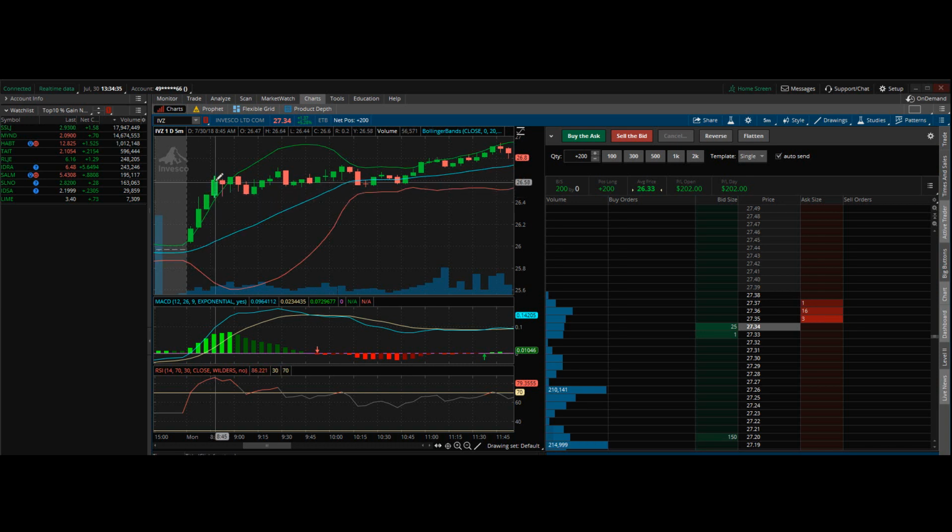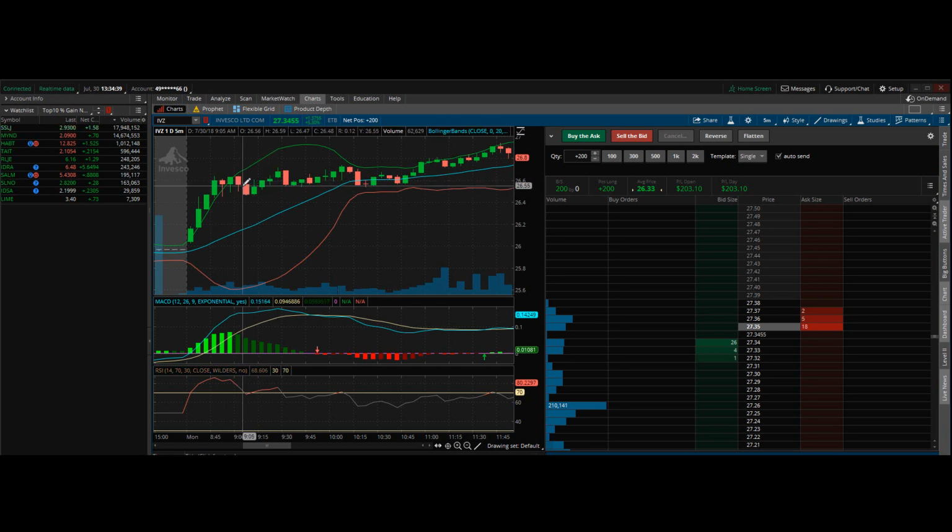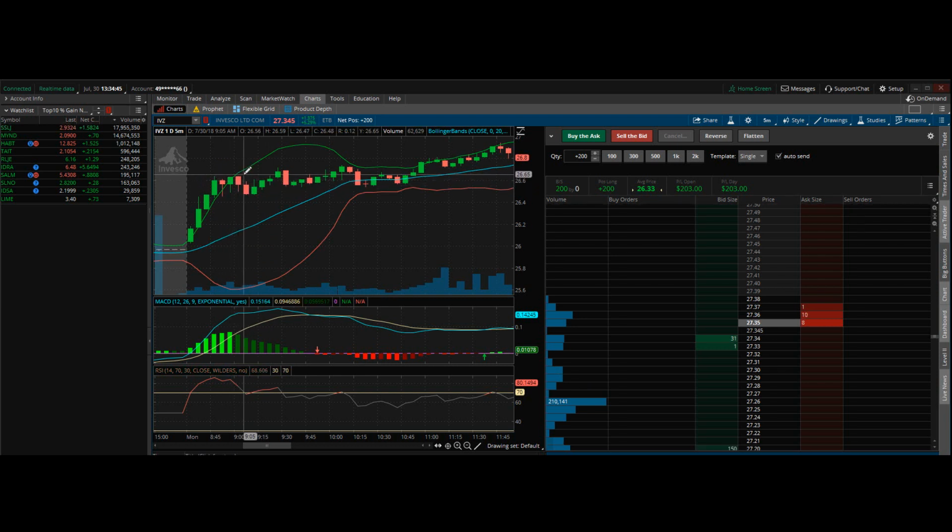And you can see where it went up a little bit, and this is what I was watching for right here. How far is this going to dip once it broke past this upper Bollinger Band line? And it actually didn't really dip too bad.